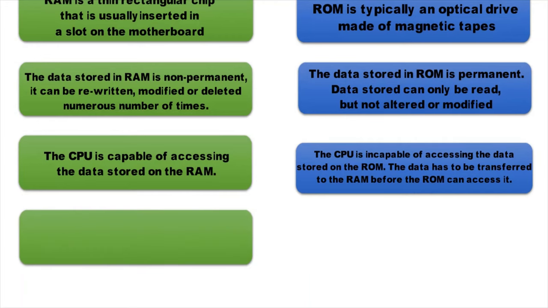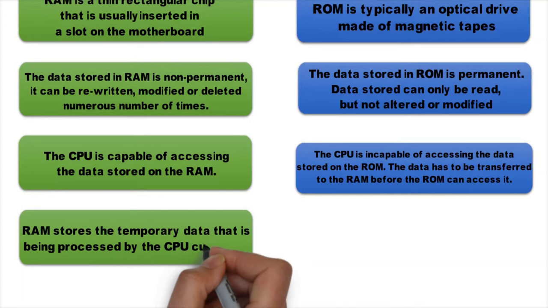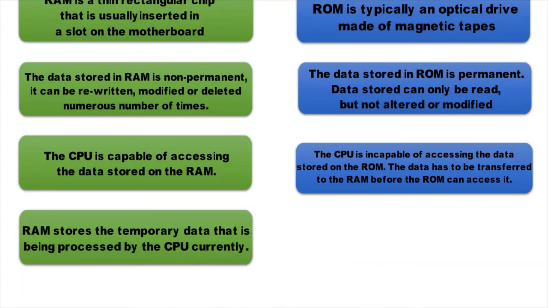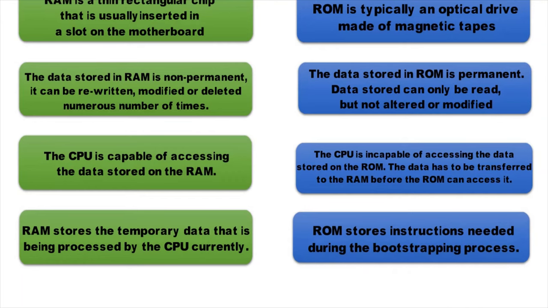In terms of data storage, RAM stores the temporary data that's being processed by the CPU currently, while ROM stores instructions needed during the bootstrapping process.